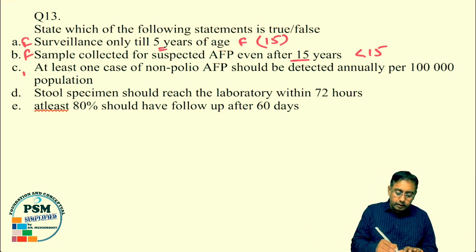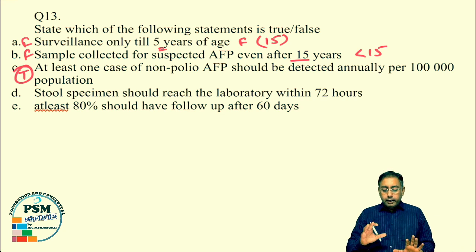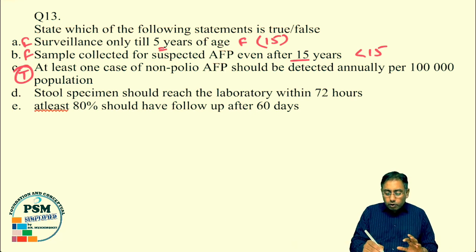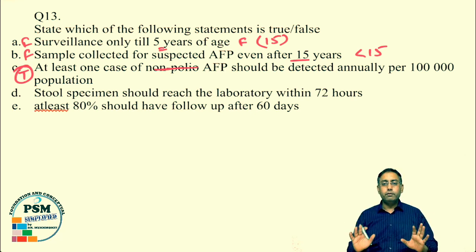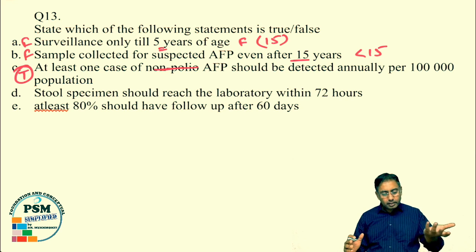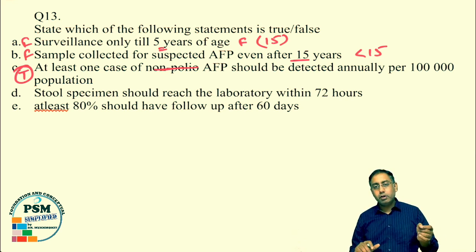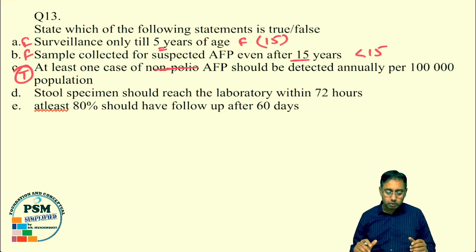This is in fact the target of the program. It would have been better if, since this is a recall option, there are chances of error. So "at least one case of non-polio" I would like to strike off. I asked the students, and they said non-polio was there. Anyways, I personally would recommend putting AFP as the option.